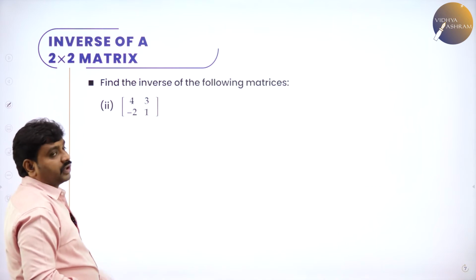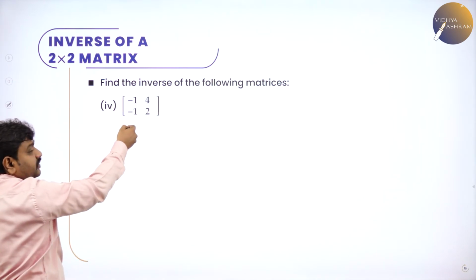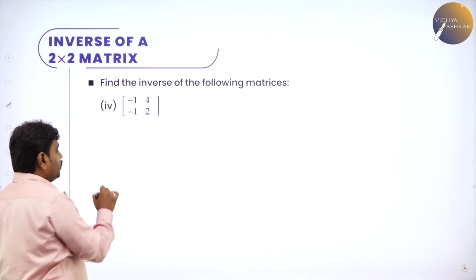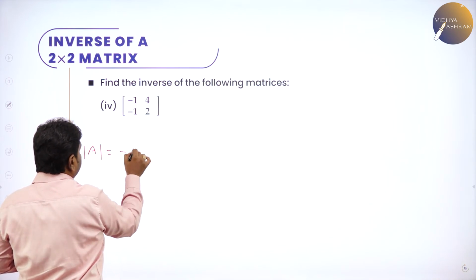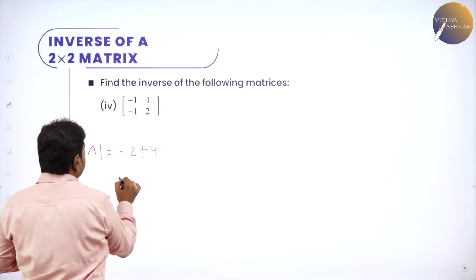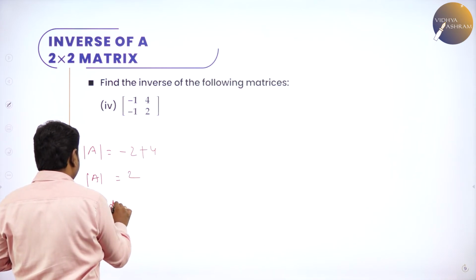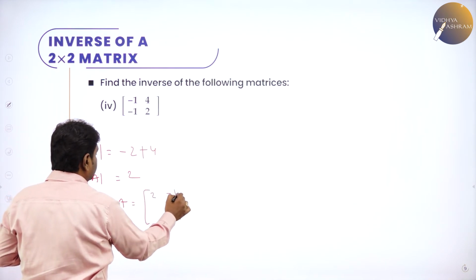Find the inverse of the following. Same problem, we have done it. Now find the inverse for this. So now I'll reduce the steps directly. First I'll find determinant A. Determinant A is what? Multiply this, minus 2 plus 4 is what? 2. Determinant is 2. Adjoint you find. Adjoint A is what? Change this, change the signs.